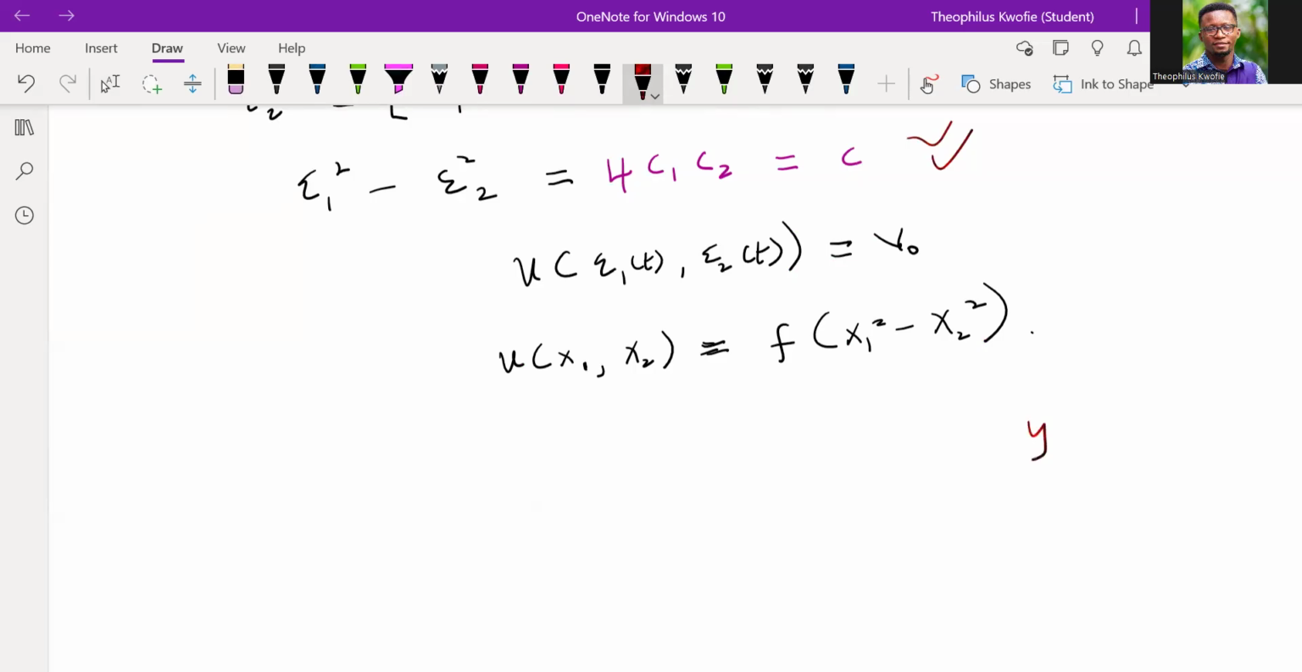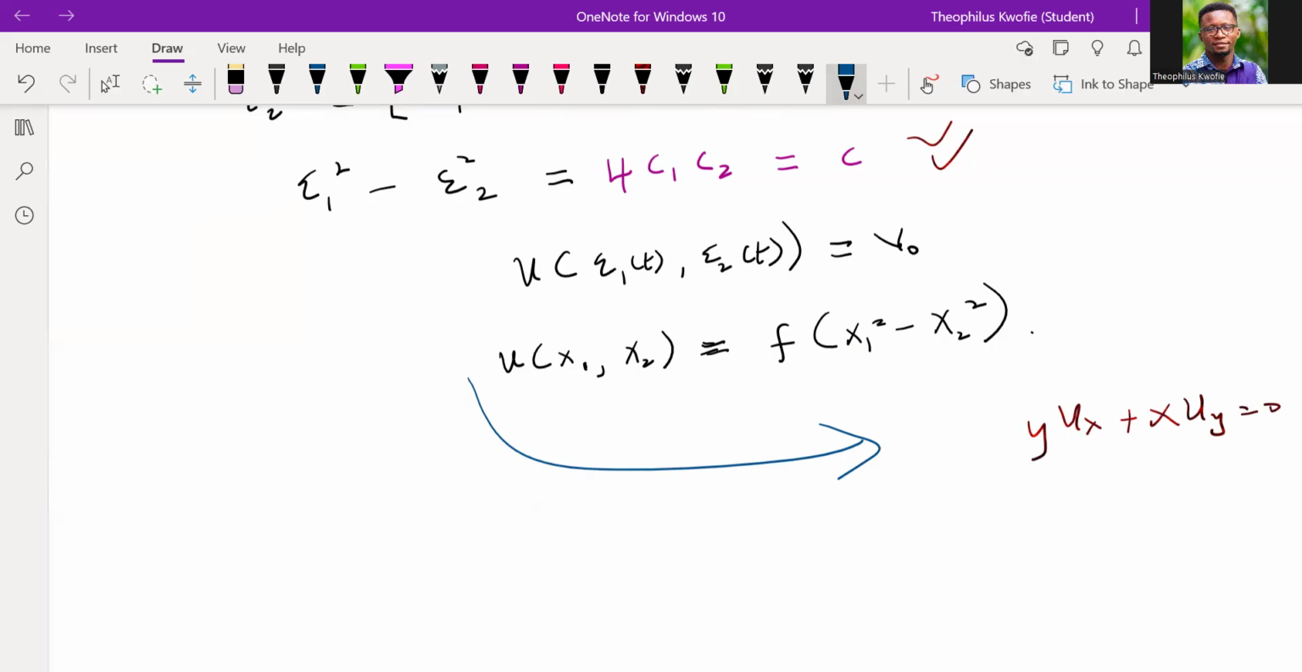was y u_x plus x u_y equal to 0. Let's see whether this particular solution would satisfy this. Okay, so the first thing to do now, remember that your y is the same as your x2, and your x is your x1.